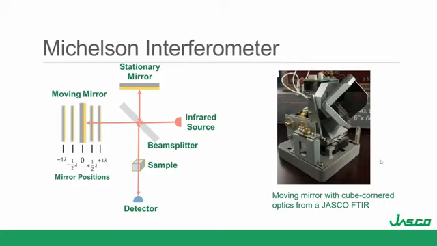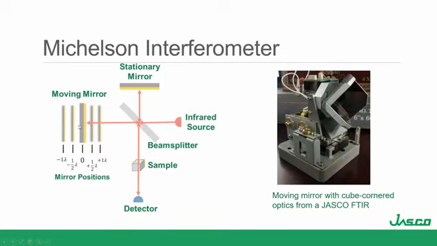So the heart of an FT instrument is the interferometer. This is the interferometer from a JASCO system, and we have cube-cornered mirrors so that you don't have to worry about alignment in the system. That is the moving mirror represented here. With an interferometer, the light comes from an infrared source and hits a beam splitter that splits it into two parts. One part goes to a stationary mirror and back out. The other goes to a moving mirror and back out. Then it goes through a sample to the detector.